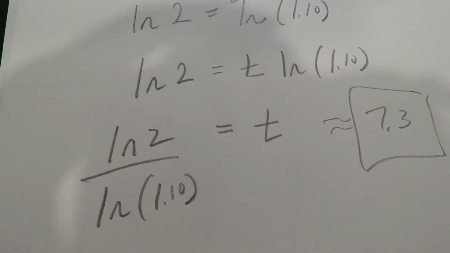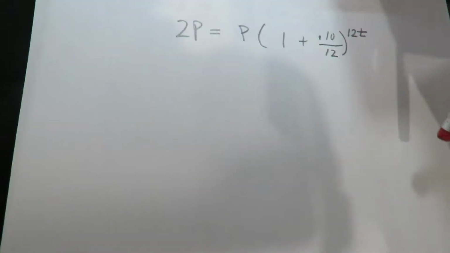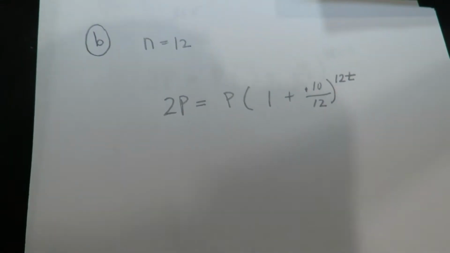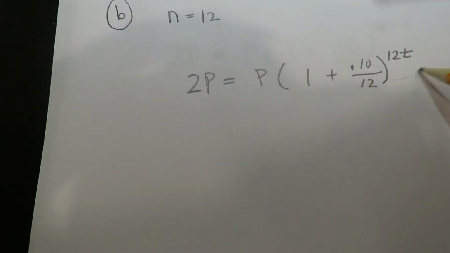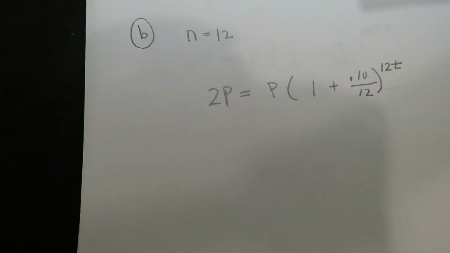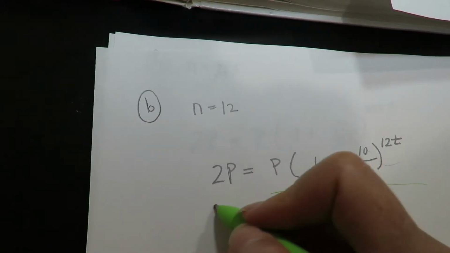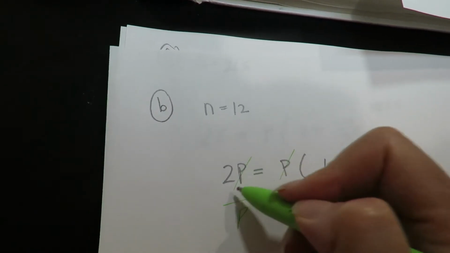Okay. All right. So like I was just saying earlier, these other ones are done the same, except the n value is different on them. But it's the same idea. So for instance, here, if you do this one where you're doing it 12 times a year, it's all the same process again. You divide off the P.